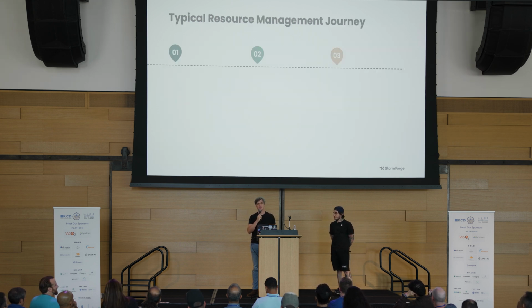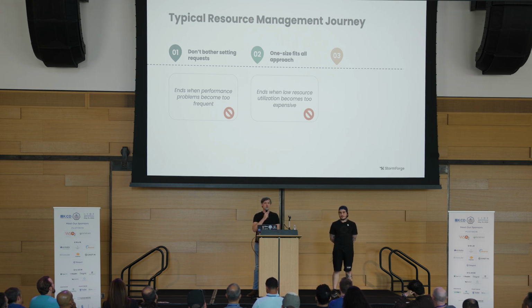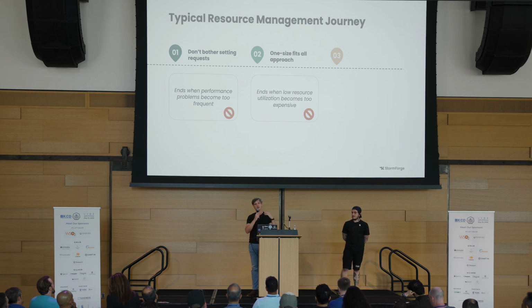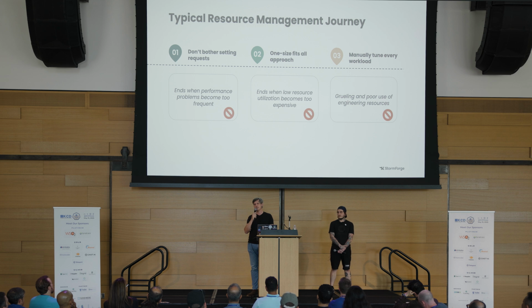The reason is, first, they ignore requests. That ends very quickly when they have an outage. Then people start doing a one-size-fits-all t-shirt sizing. They just say, okay, I'd rather be expensive than unreliable, and give everything way more resources than it needs. And then people try to do it manually, but it's very difficult to do at scale. If you have thousands of workloads, you're not going to manually right-size them all on a regular basis. So people just live with a lot of inefficiency and over-provisioning.